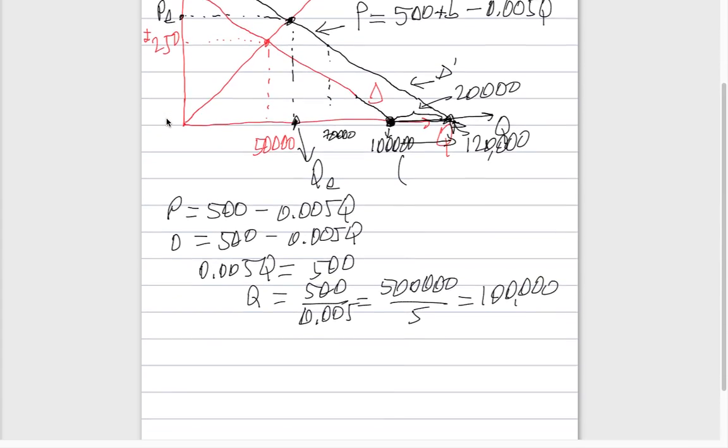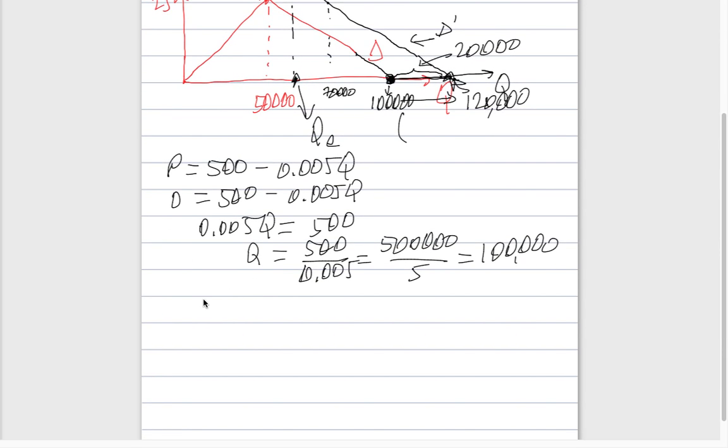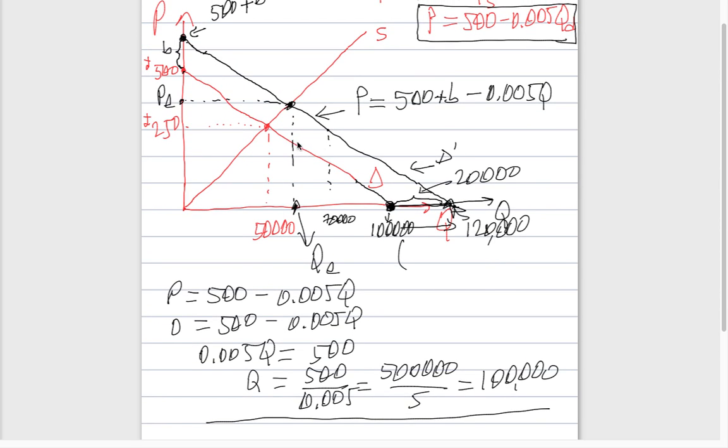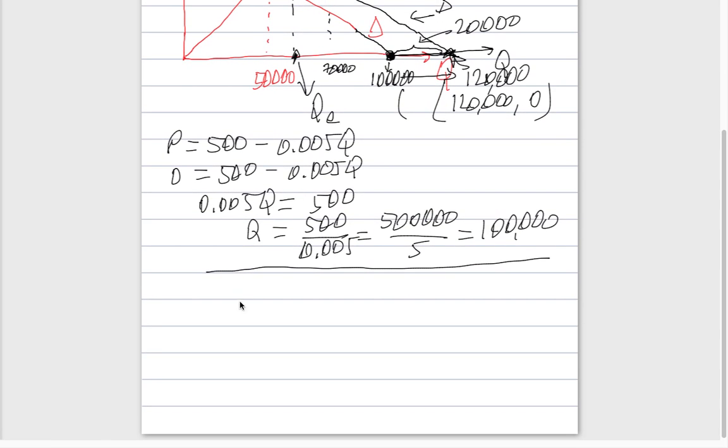At that point we can work out. So let's go back. We know that this is our new demand curve. We also have a point here with the proper coordinates. The coordinates of this point are 120,000 and 0. Basically 120,000 is the quantity and 0 is the price value on the y-axis. So we can use these coordinates in the new demand curve.